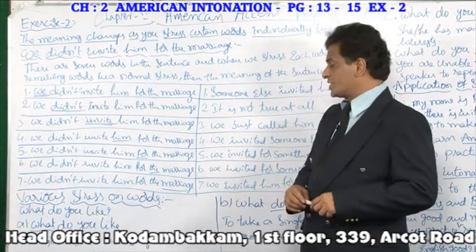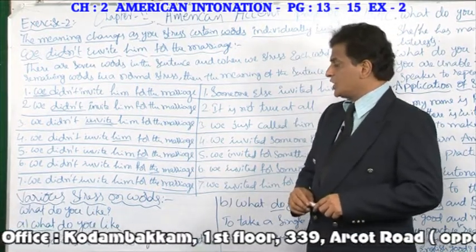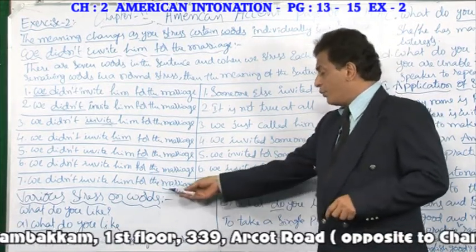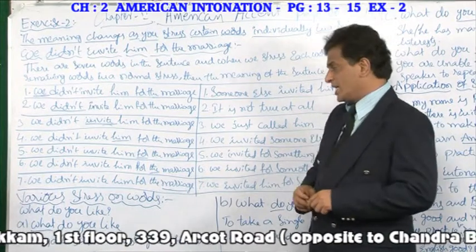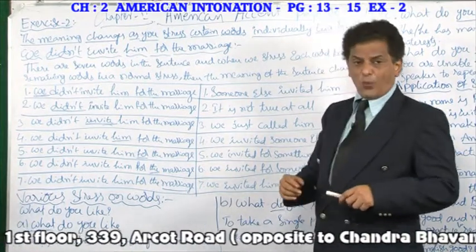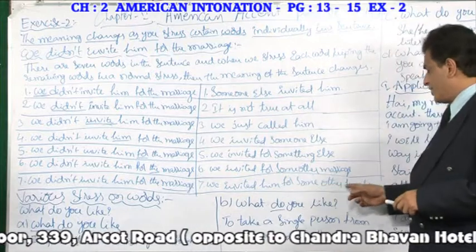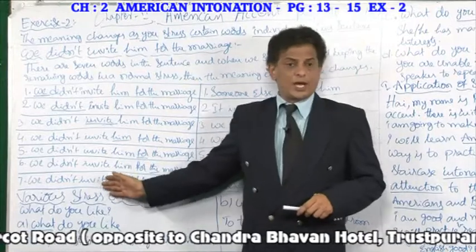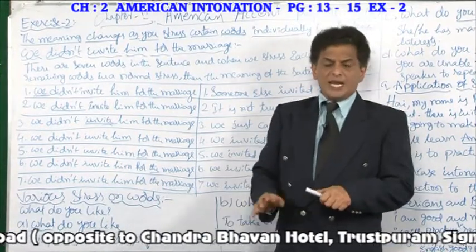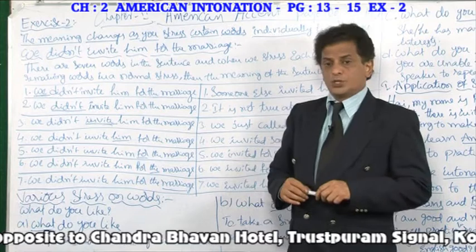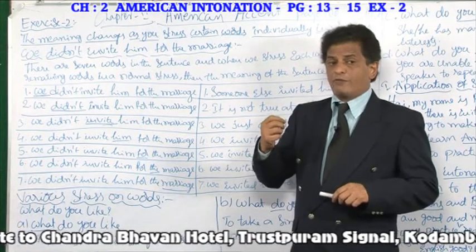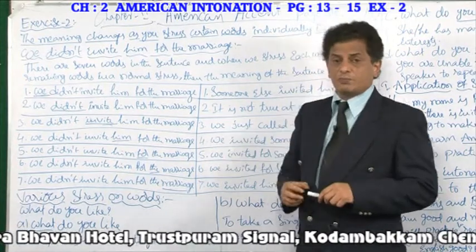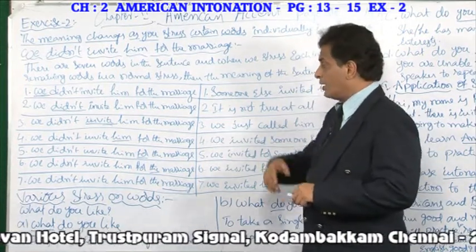So here when you stress on the, the meaning changes. We didn't invite him for the marriage. We invited him for some other marriage. Suppose if you stress on marriage, the seventh one, you see here, we didn't invite him for the marriage. We invited him for some other function, not marriage at all. So 7 sentences are there. As you stress each word, the meaning completely changes. So try to be careful where you stress the words, and what your intention of speaking is, what your idea of communicating with others is.